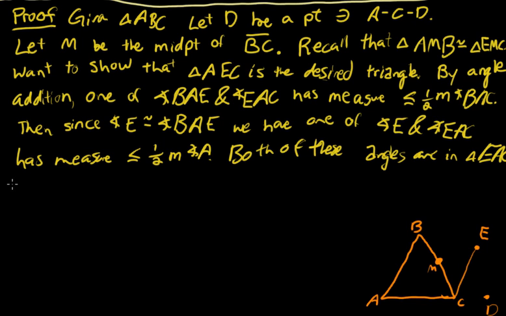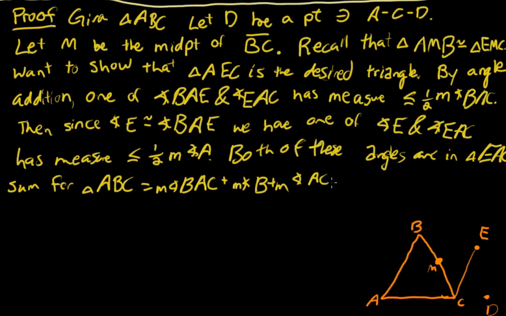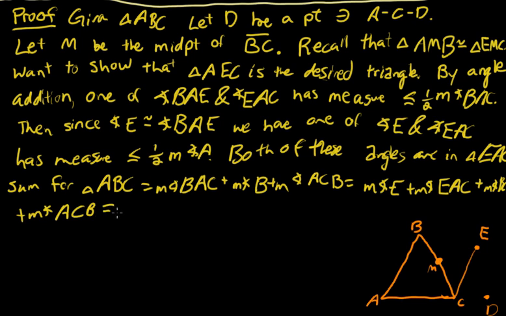Well, note that the sum for triangle ABC equals measure of angle BAC plus measure of angle B plus measure of angle ACB, which equals the measure of angle E plus measure of angle EAC plus measure of angle BCE plus measure of angle ACB, which equals measure of angle E plus measure of angle EAC plus measure of angle ACE.